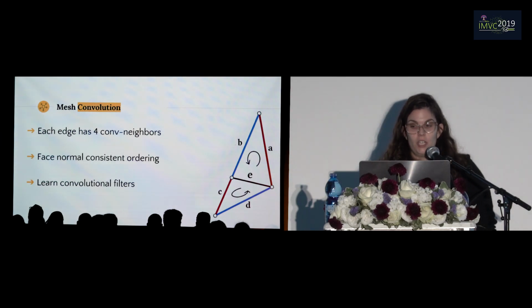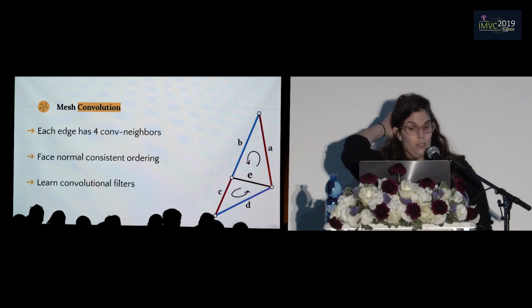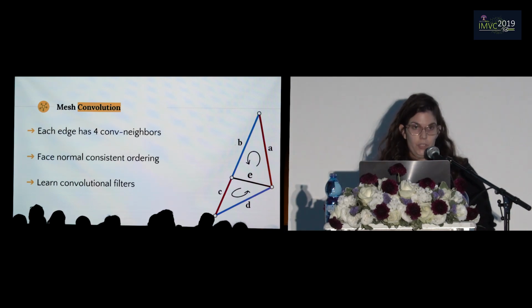Notice that every edge in a manifold triangular mesh is incident to 2 faces, which makes our fixed size convolutional neighborhood of 4 edges. We use the face normal to define a consistent ordering for the convolution. So we learn convolutional filters, which are applied on each edge feature and the 4 neighboring edge feature vectors.